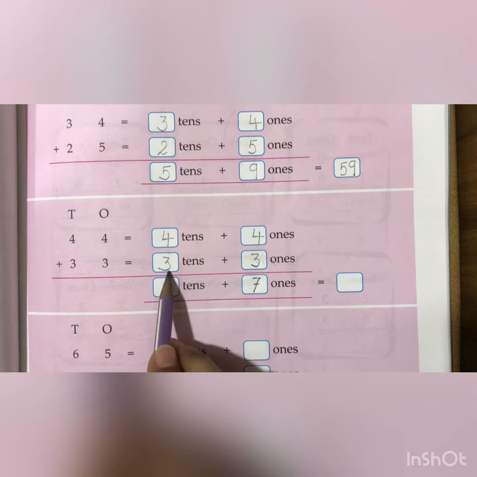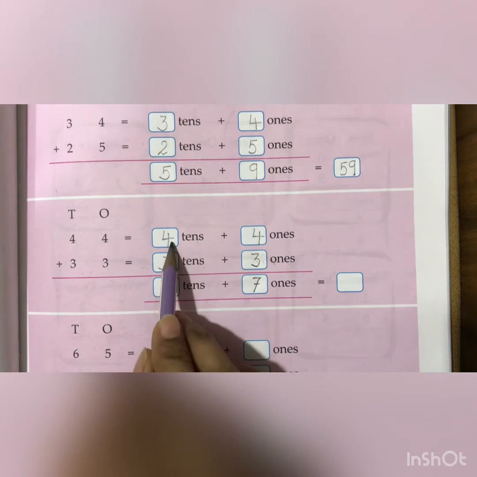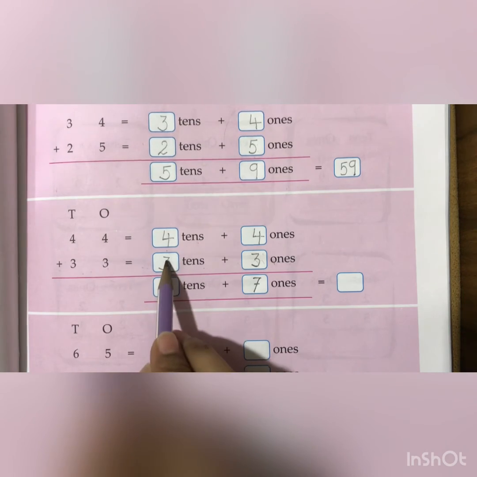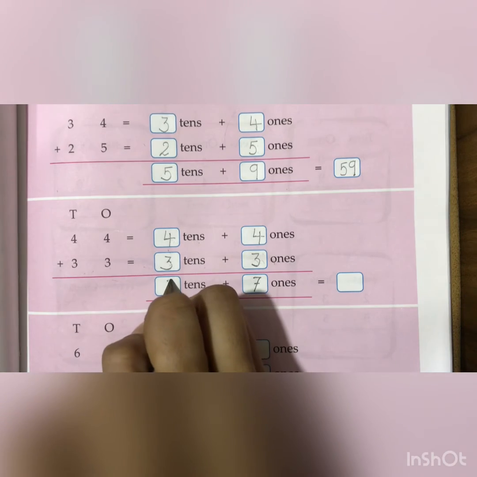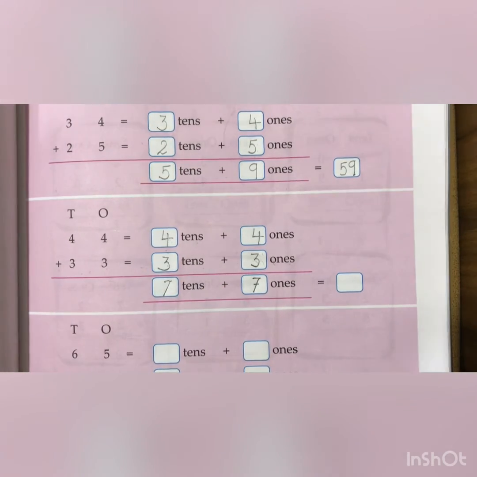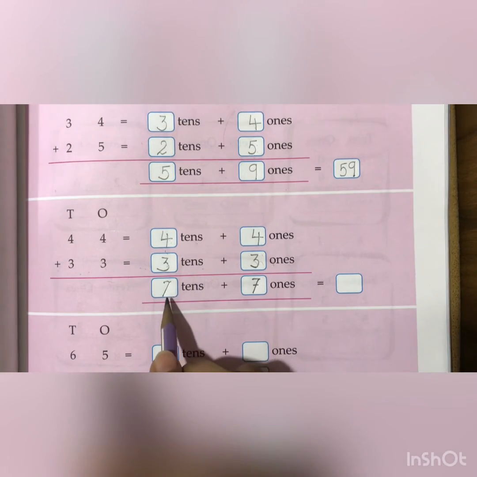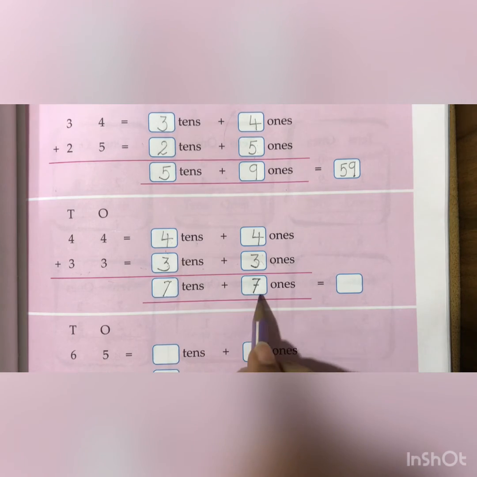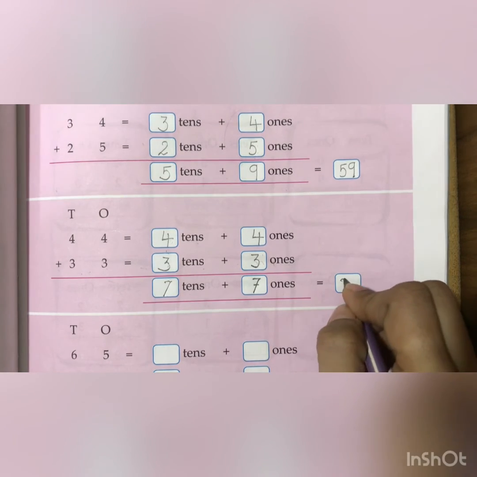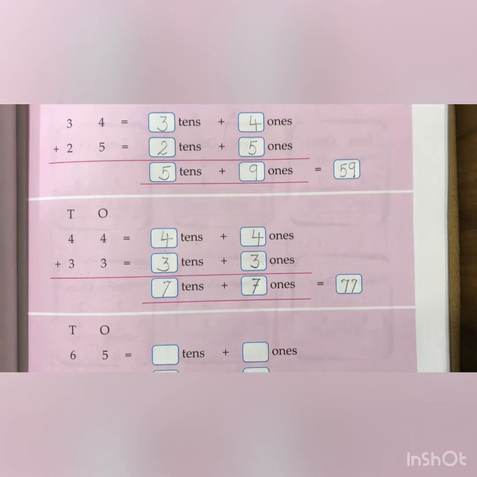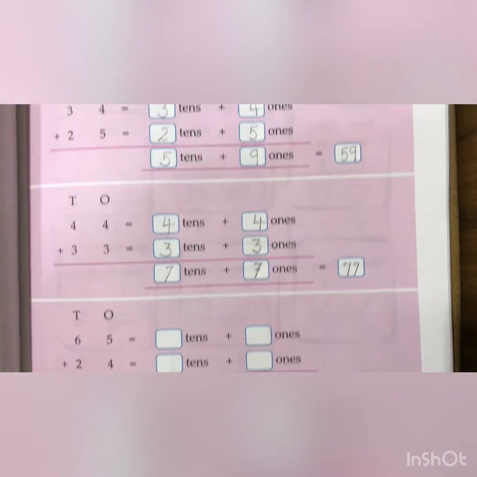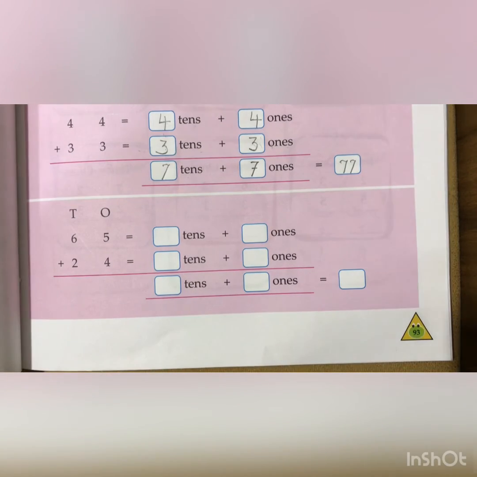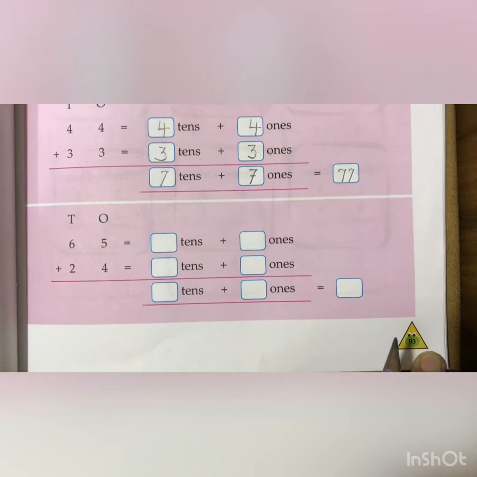4 tens plus 3 tens. To 4, we will add 3 more. After 4, 5, 6, 7. We will get 7 tens. So, 7 tens plus 7 ones is equal to 77. Let's do the last one.